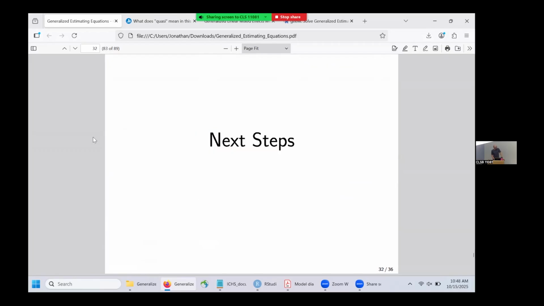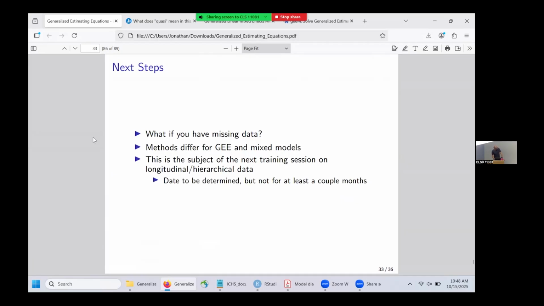All right, what's next? I would say the next question is, what if you have missing data? Methods are going to differ for these two approaches. So this is going to have to wait for another training session. Unfortunately, I don't have a full discussion of this prepared for today. I can give you some spoilers.